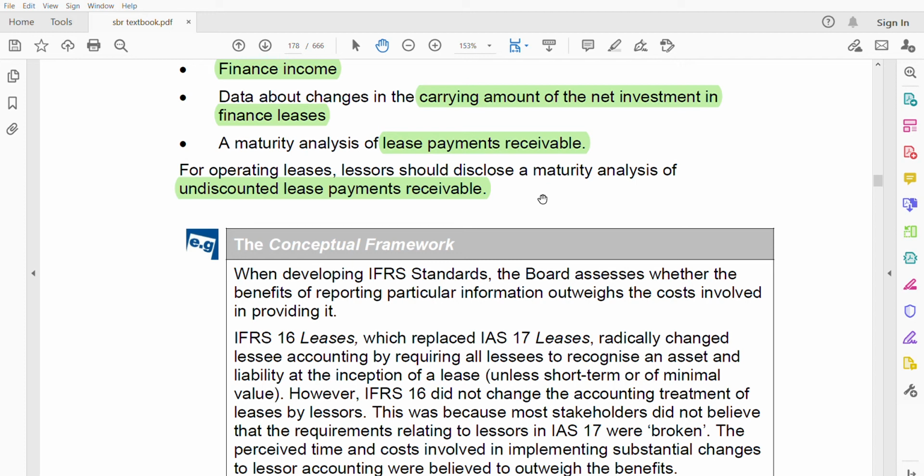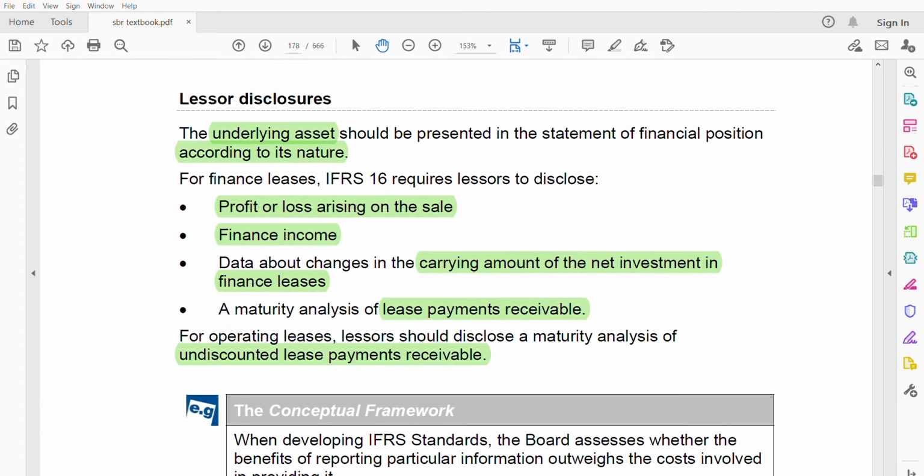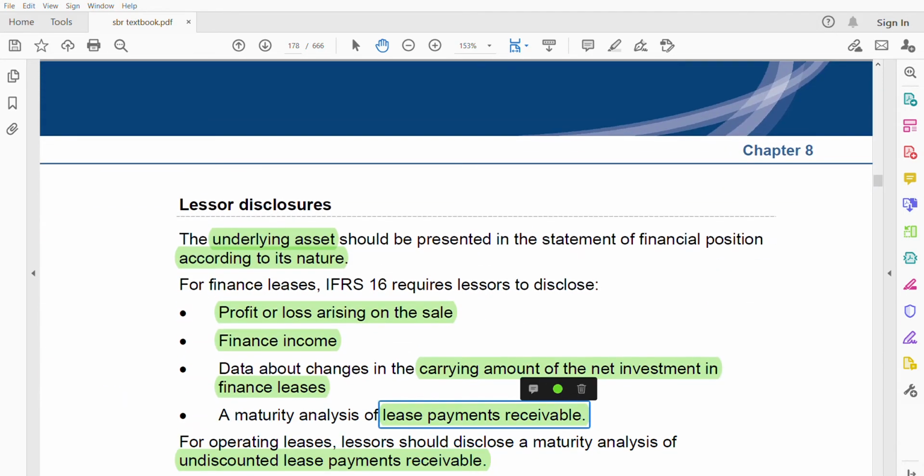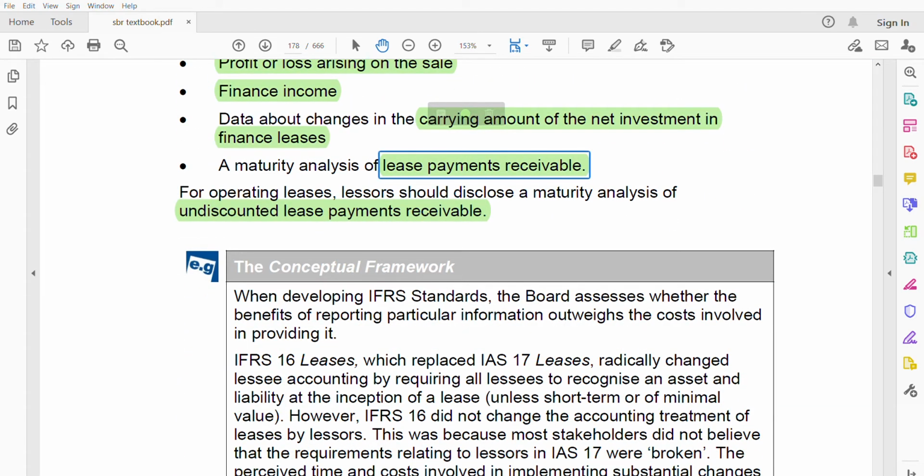So that's why you don't have to discount it. It is not something you get at the end of the lease term, as in finance. Because it is spread over the lease term. You see here, income from an operating lease on a straight line basis over the lease term. So you don't have to discount it. So it is undiscounted lease payment receivable. Maturity analysis. That means when are they paying?